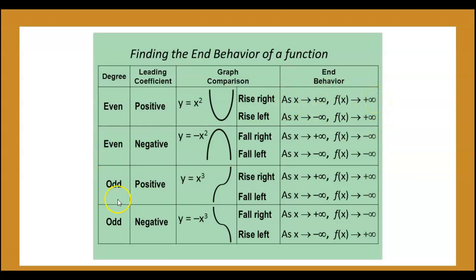That makes sense. If it's an odd degree and positive, it will always start low and end high. Therefore, this is always its end behavior. This chart is true of all functions. The functions can only fall into one of these four categories. So these are the only four end behavior possibilities, and you start with this.